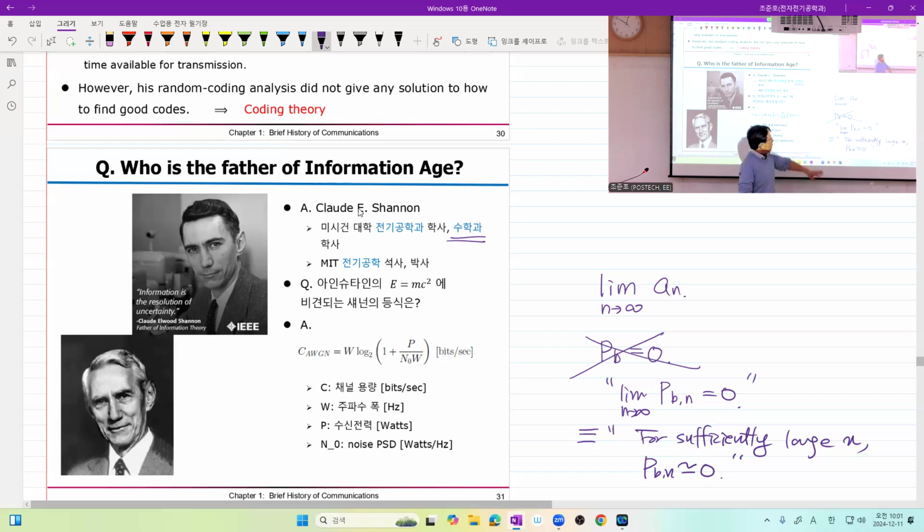So please remember this engineering equivalence. Whenever you see something like the limit as n tends to infinity of some sequence parameterized by n equals 0, then you must interpret it as: for sufficiently large n, this approximation is well satisfied. Got it? So this seemingly equality formula actually involves some limit operation.